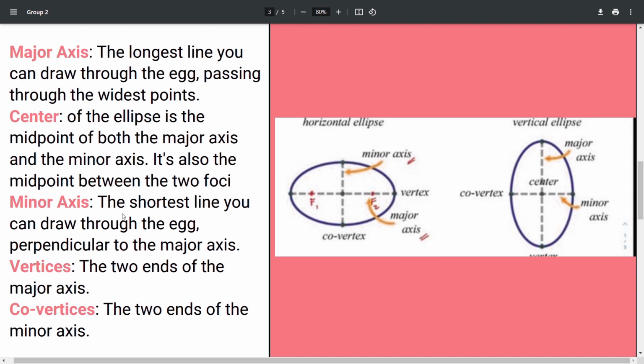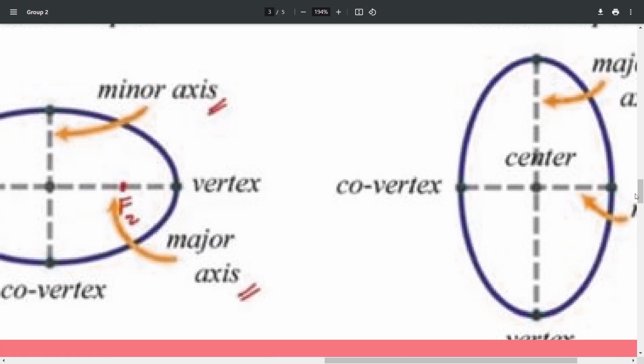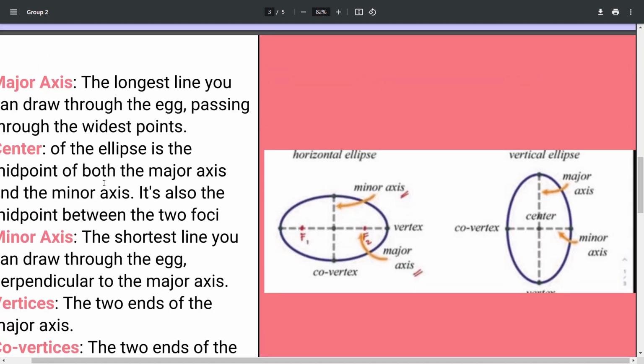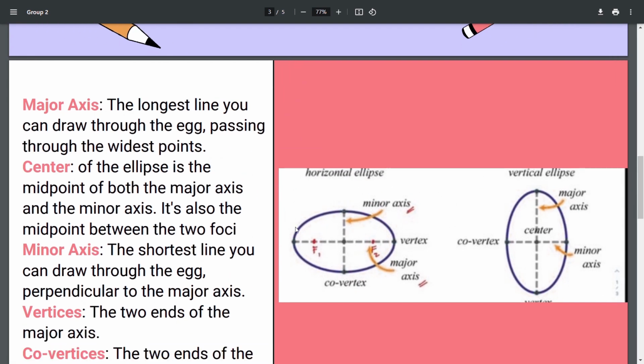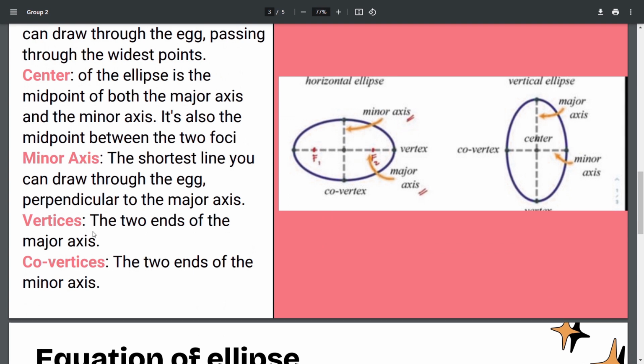Next is minor axis, the shortest line you can see inside the ellipse. So this is our minor axis, the shortest one. And this is another example. So again, the major axis is the longest, while the minor axis is the shortest. Longest, shortest.